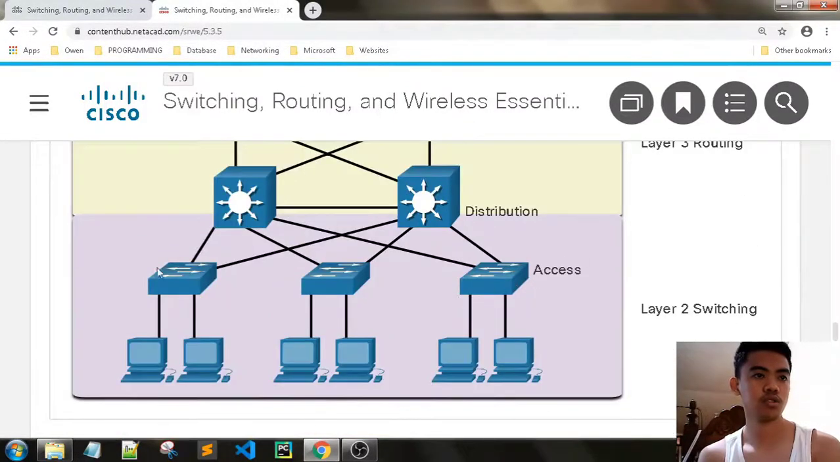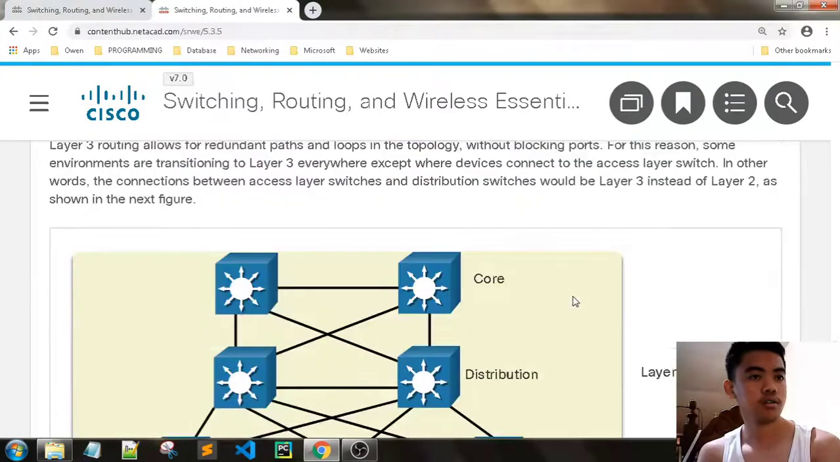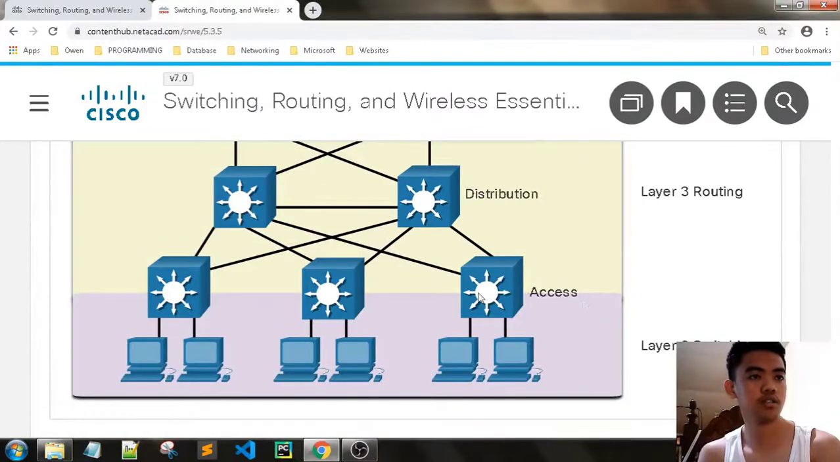Okay, so the switches here, the layer 2 switches, are now changed to layer 3 switches. So the PC here, or the personal desktop, is now connected to multilayer switches.